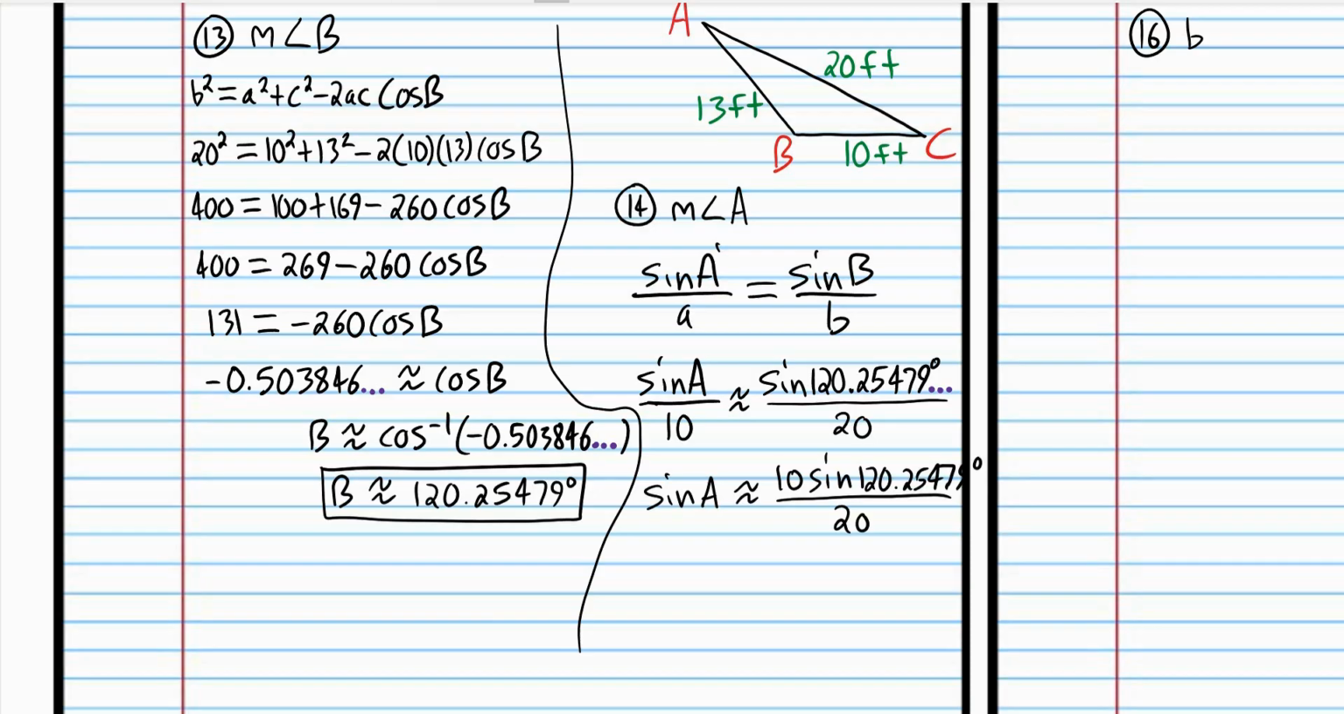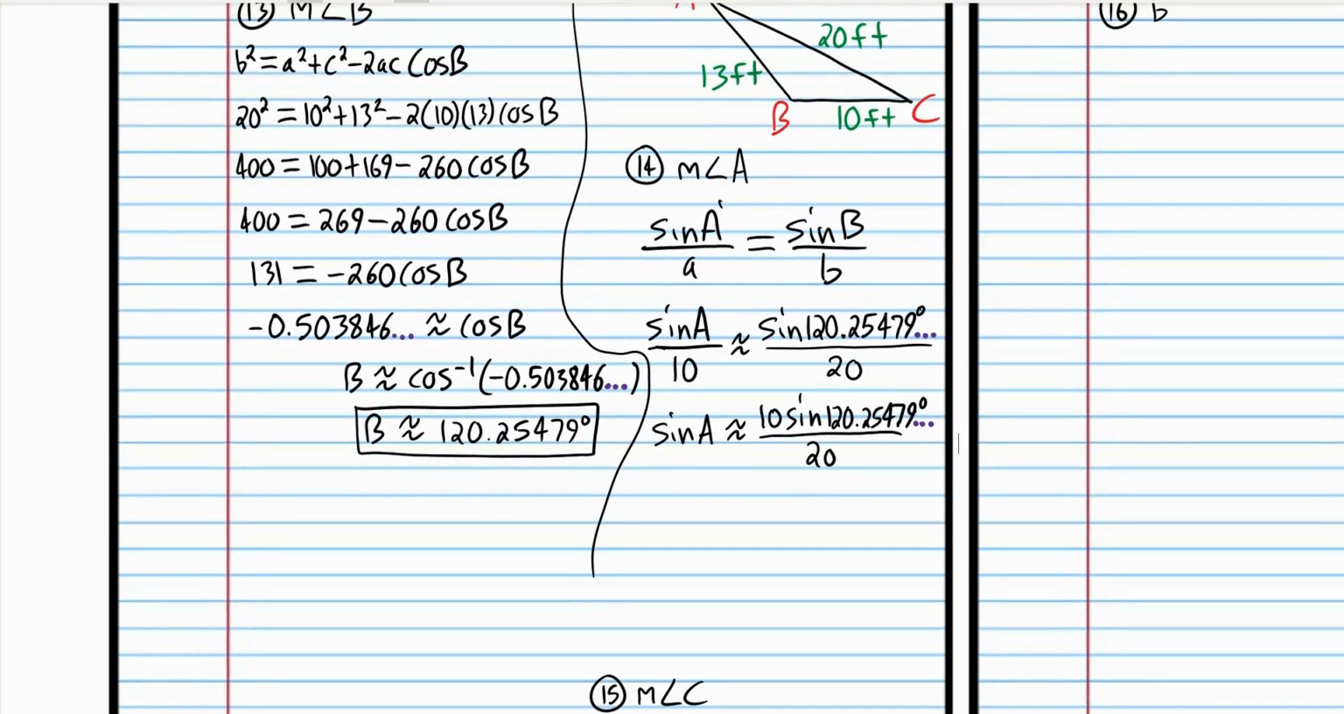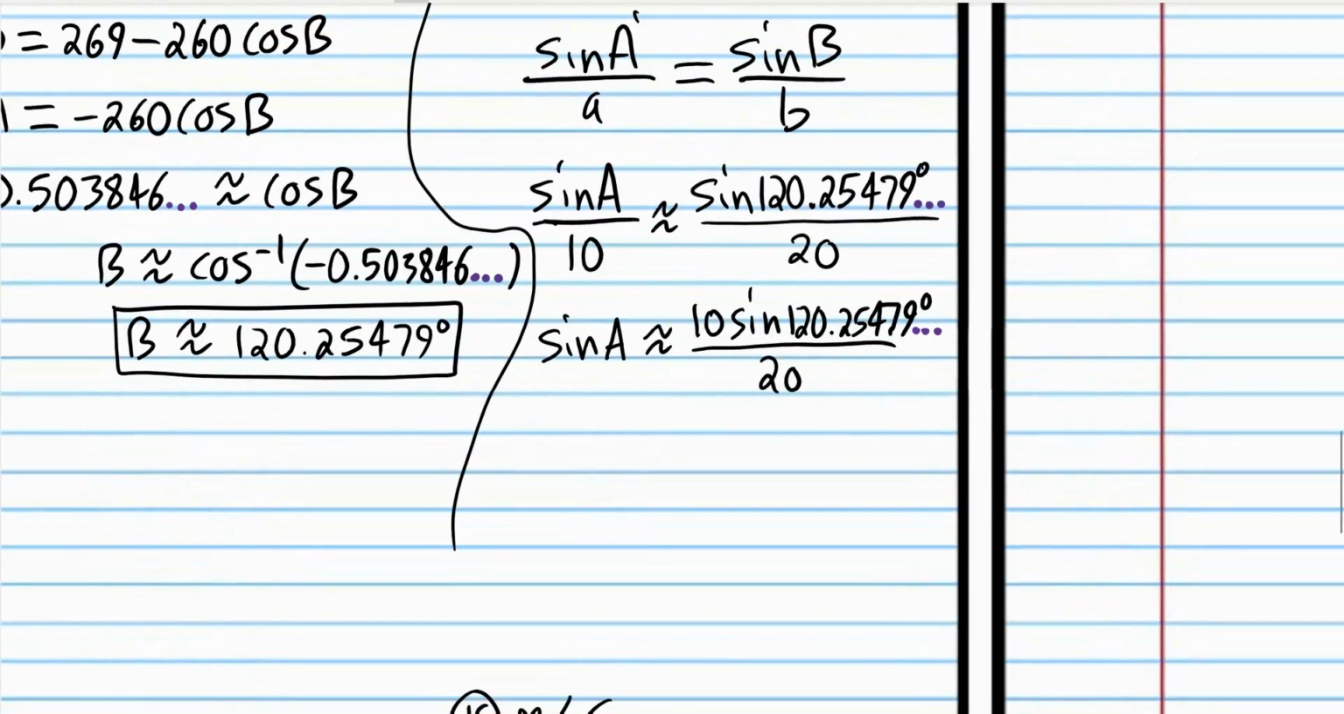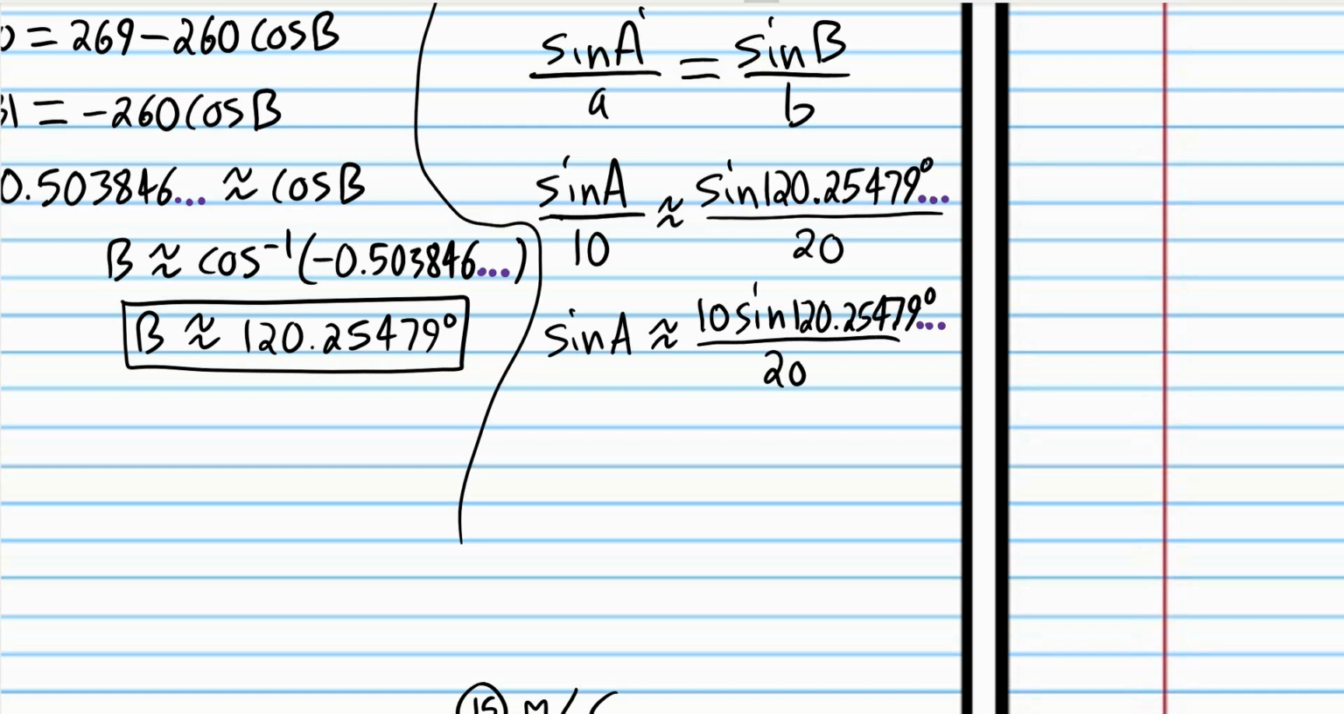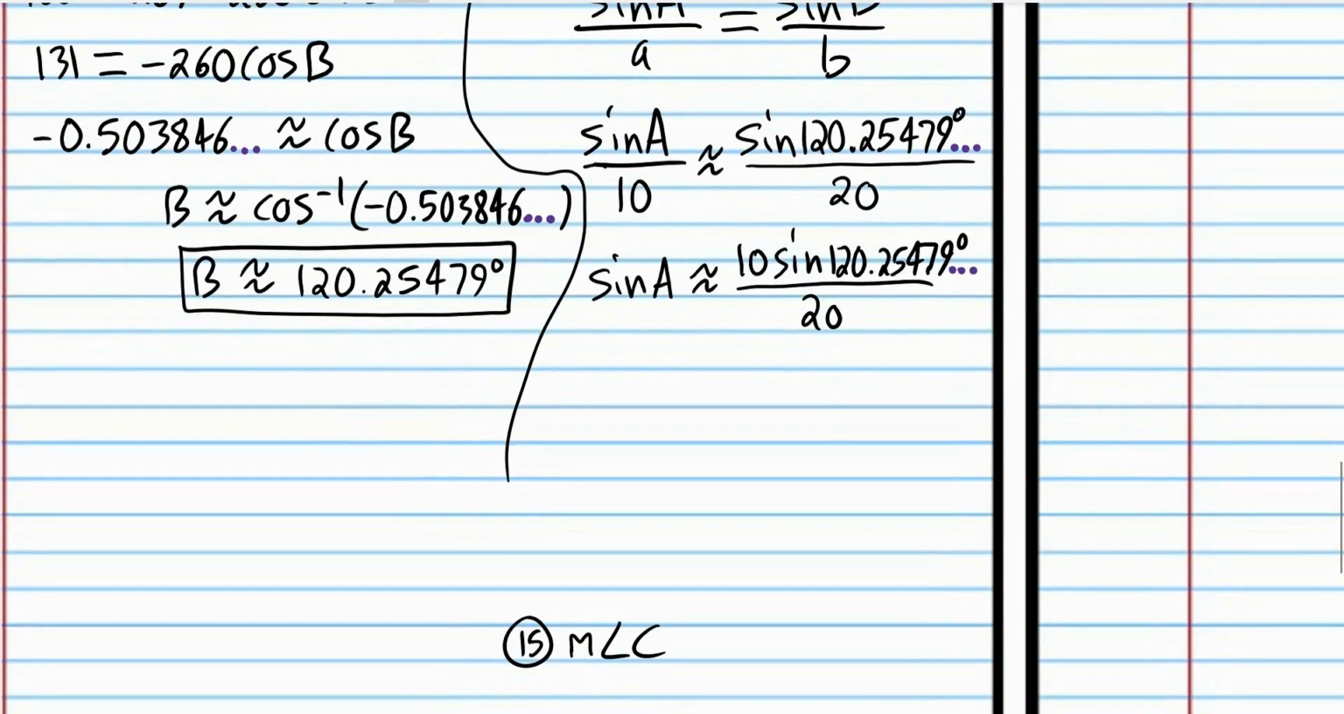120.25479 degrees. Sorry, we keep going off the page there. And so now we just have to calculate. So I'm going to push sine and then the blue button and then the negative symbol with parentheses at the bottom. Enter, and that allows me to put that in my calculator. If you're using an iPhone, you can just press the regular sine button, not the sine inverse button.